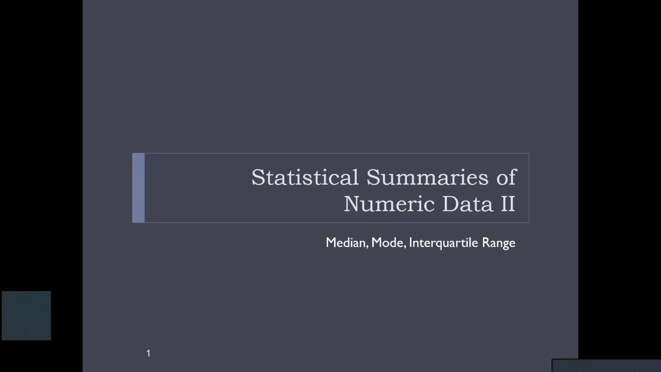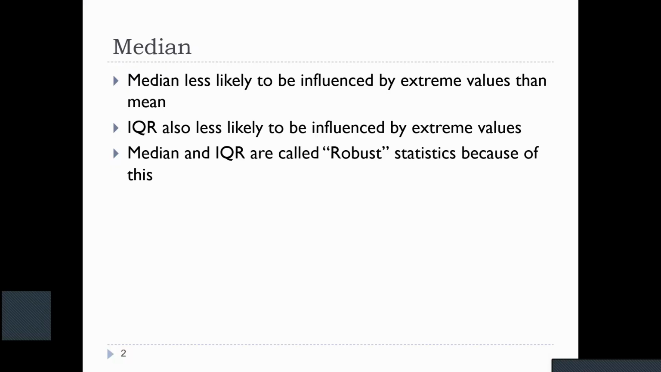Now we're going to talk about statistical summaries of numeric data with median, mode, and interquartile range. The median is less likely to be influenced by extreme values than the mean, and its measure of variability, the interquartile range or IQR, is also less likely to be influenced by extreme values than the standard deviation. Therefore, the median and IQR are called robust statistics. And when you do something like a box and whiskers and you see outliers, then you want to consider whether you might want to use median and IQR instead.